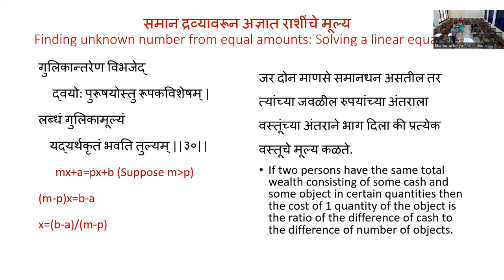Okay, now finding an unknown number from equal amounts. So solving a linear equation basically. This is what he has done.